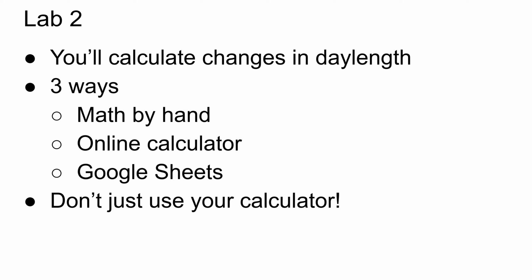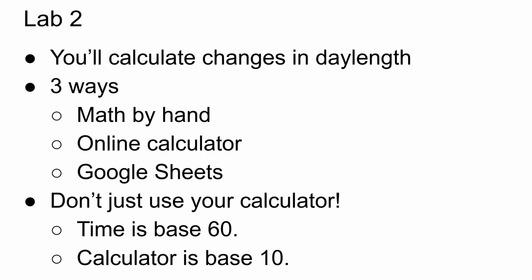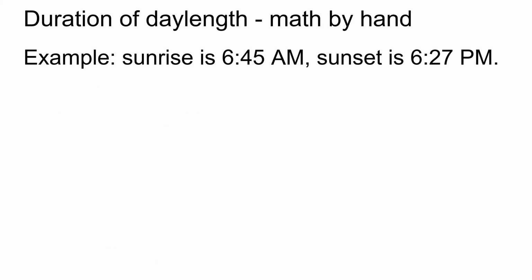Don't just plug the numbers into your calculator, because time is base 60. You know, there's 60 seconds that make a minute, 60 minutes make an hour. And our math is base 10. So if you plug in 742, thinking that's 7 hours and 42 minutes, your calculator sees 42 100ths, not minutes, and it'll give you a bad answer. So don't just plug the numbers into your calculator. Let's do some math by hand.